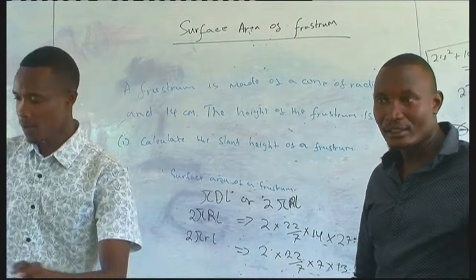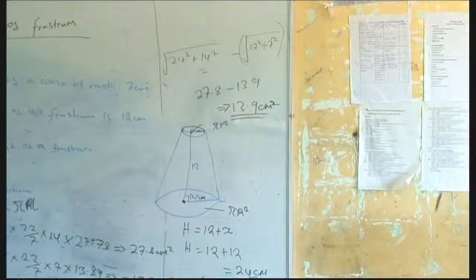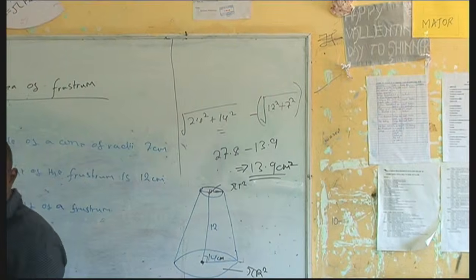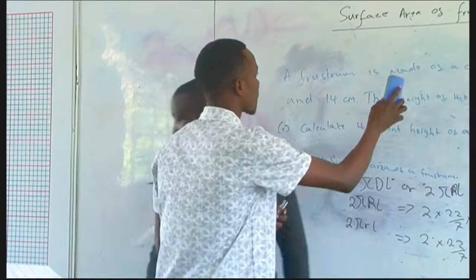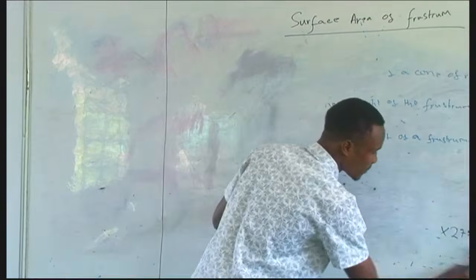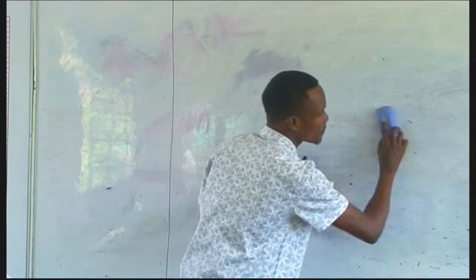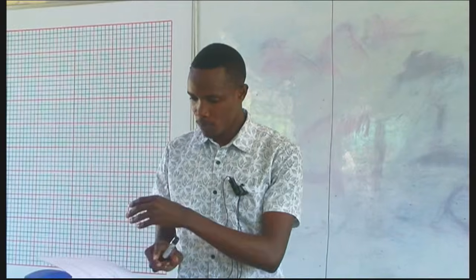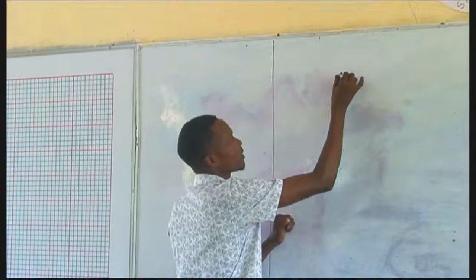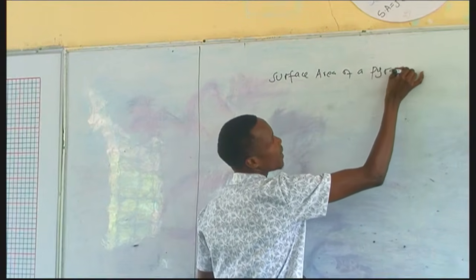Okay. Good morning once again. Welcome to our next session. That is, we want to look at how to work out on some surface areas of a pyramid. We want to look at now the surface area of a pyramid. And when we are talking about surface area of a pyramid, that is still under solid.